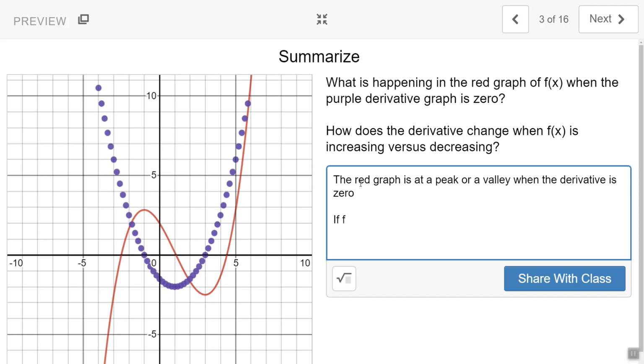If f of x is increasing, where are the purple dots at? Above or below the x-axis?